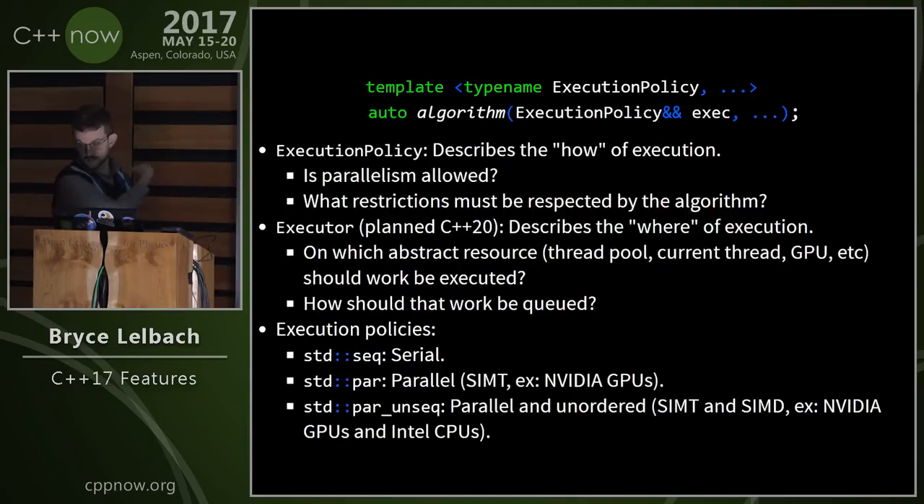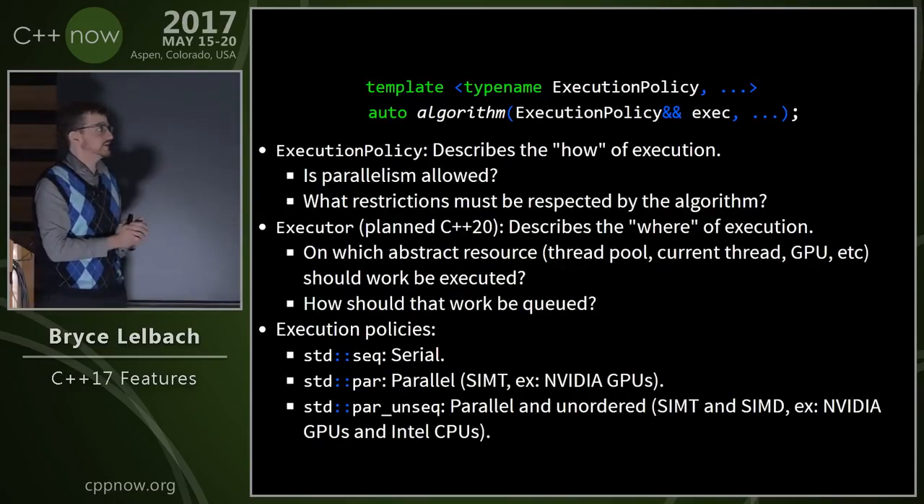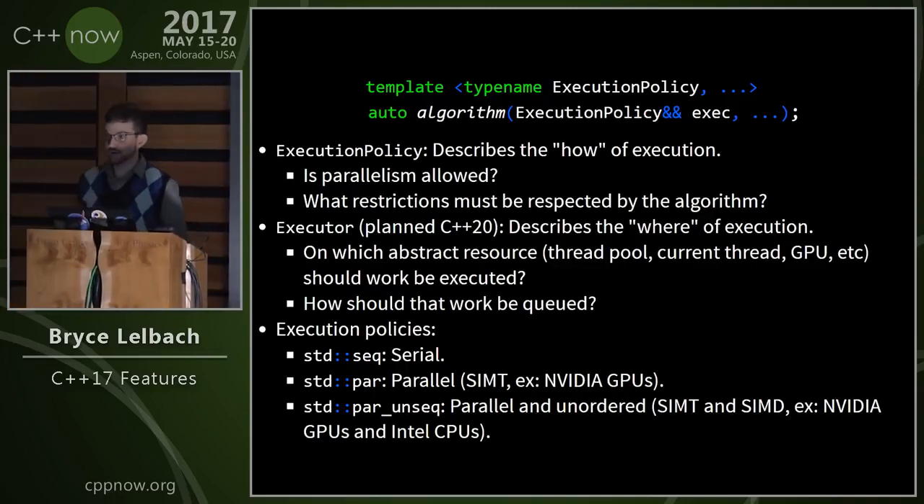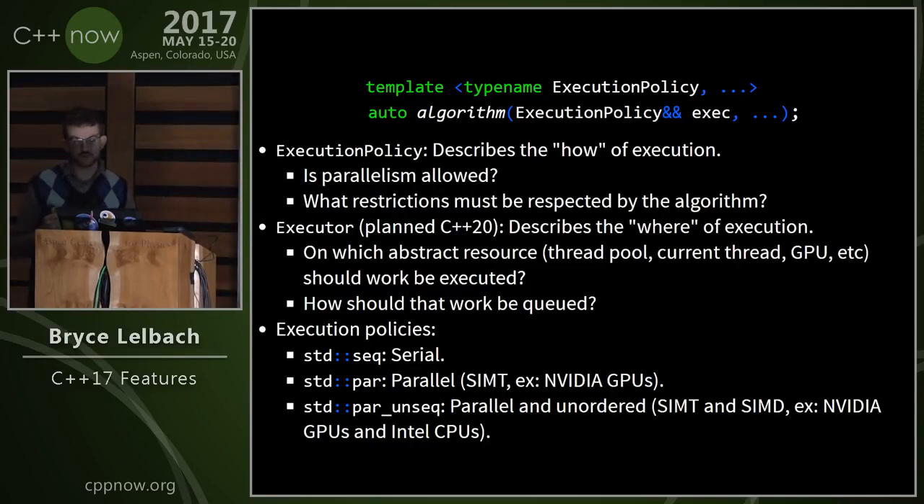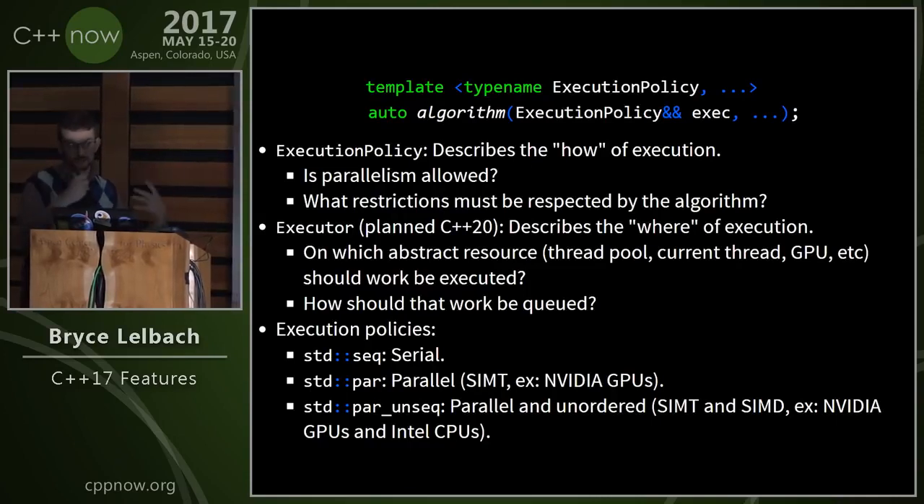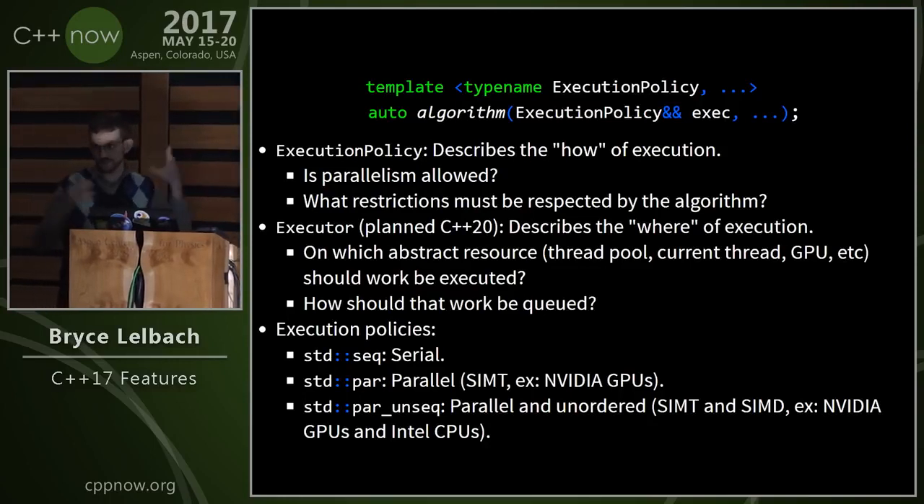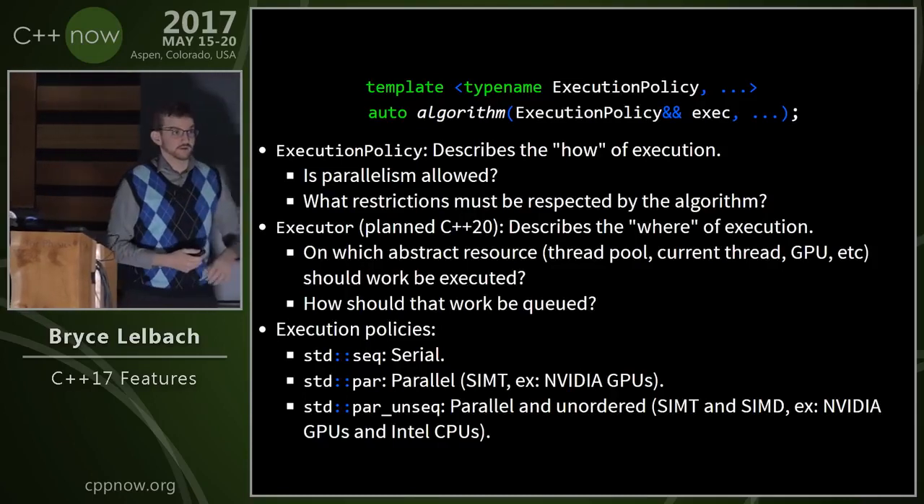And yeah, let's get into what the execution policies are. So the execution policy describes the how of execution. So whether or not parallelism is allowed, and sort of what type of restrictions must be respected by the underlying implementation. So how can you parallelize this? How can you screw around with my code while parallelizing it? And that's all that's in C++17.